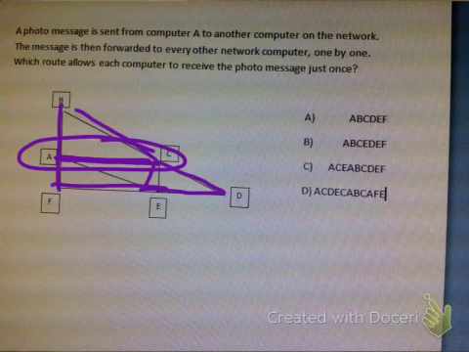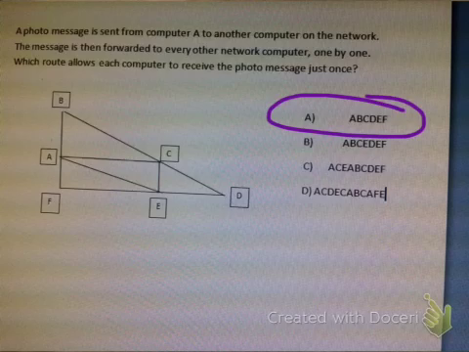So after trying out all the answers, we found out that A is the answer because each computer gets the photo message just once, and that's exactly what we want. So yeah, A is our answer.